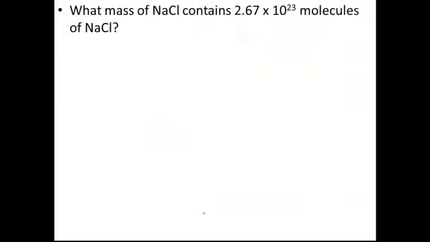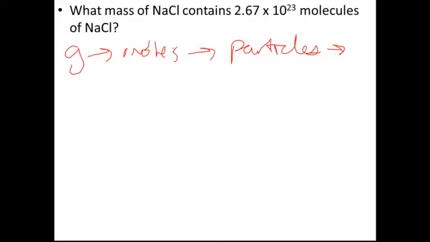Okay, example number 2. What mass of sodium chloride contains 2.67 times 10 to the 23rd molecules of sodium chloride? Now in this case, again, think about where you're starting. We've got grams, moles, particles, and then if that particle is a molecule, then we have atoms.